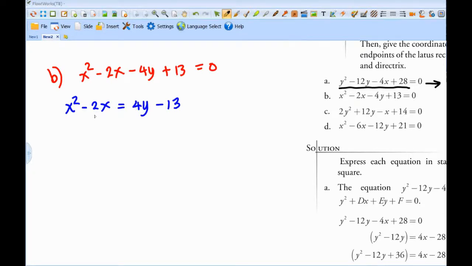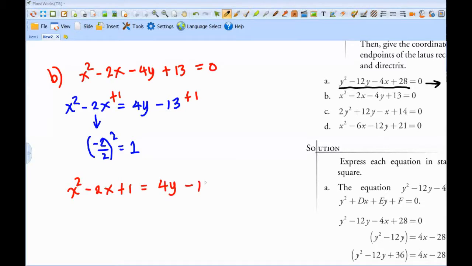So let us get the value of b. The b is -2, divide by 2, square it, is equal to 1. So we will add 1 left and right. Plus 1 here, plus 1 there. So it will become x squared minus 2x plus 1 is equal to 4y minus 12. Correct? So therefore, we will complete the square. x minus 1 squared is equal to 4 open bracket y minus 3.